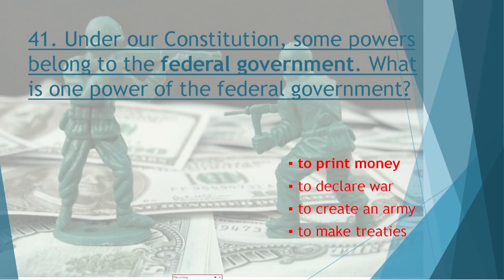Under our Constitution, some powers belong to the federal government. What is one power of the federal government? To print money, to declare war, to create an army, to make treaties.